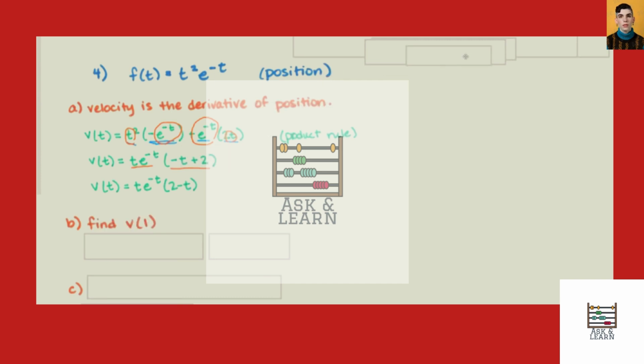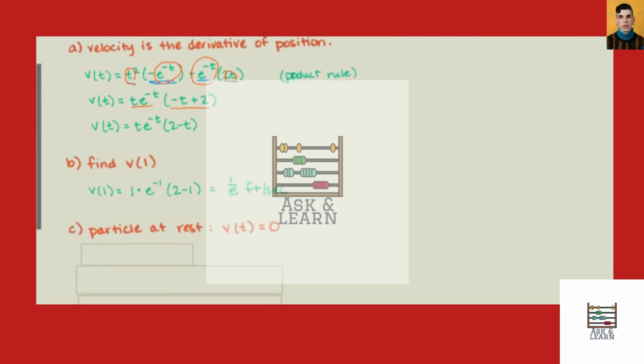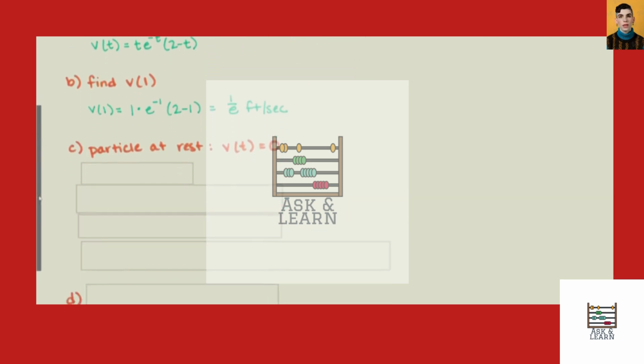For part B, we're finding v of 1, so we substitute 1 into that velocity function, and we end up with 1 over e, feet per second. For part C, we want to know when the particle is at rest. And a particle is at rest when its velocity is equal to 0.